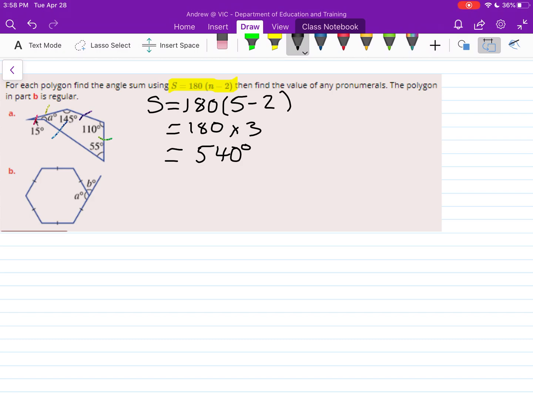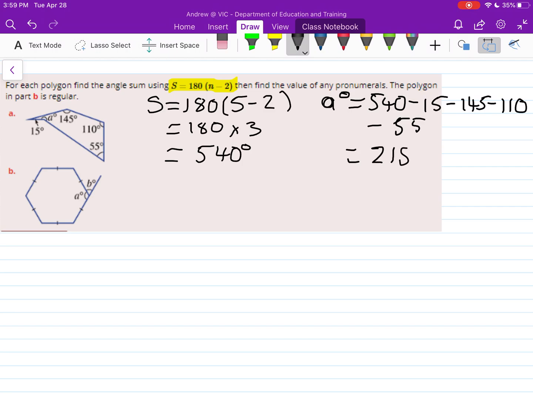So in this example here, we've got 4 values and we just don't know the value of the fifth angle. There's only one unknown angle, so we can just subtract everything from 540. To find A, we do 540 and take away all the values that we know: 145, take away 110, take away 55. This will give us a value of 215 degrees once you've calculated it.